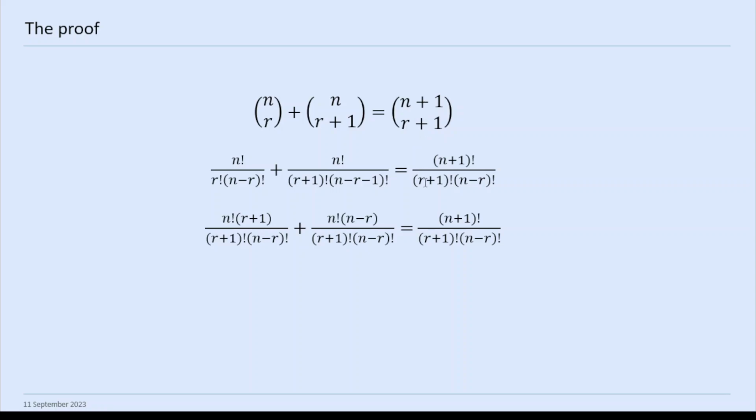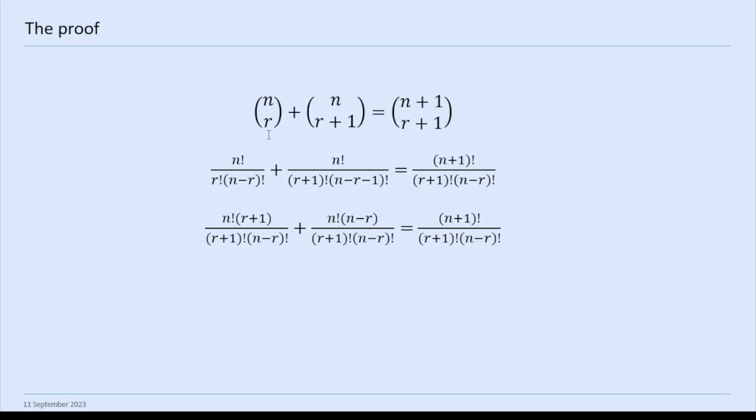To check this, we're going to expand out the right hand side first. We know the right hand side is N plus 1 factorial over R plus 1 factorial, and then you've got to take R plus 1 from N plus 1, which is just N minus R factorial.